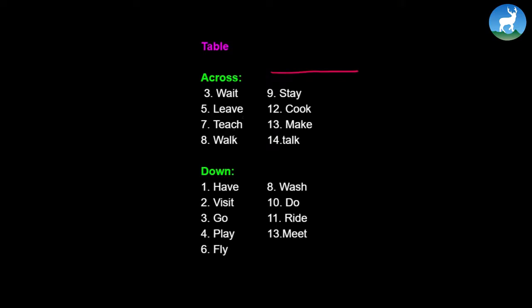Wait, leave, teach, walk, talk, make, cook, stay. Now, down means vertical. This is horizontal, across, right? This is down or vertical. So just look at these words: wait, leave, teach, walk, stay, cook, make, talk, have, visit, go, play, fly, was, do, write, be. Now we're taking all these verbs into their respective past form, simple past, to be precise. Do observe those.